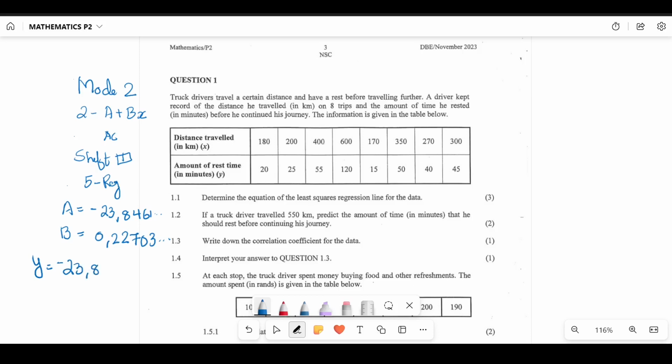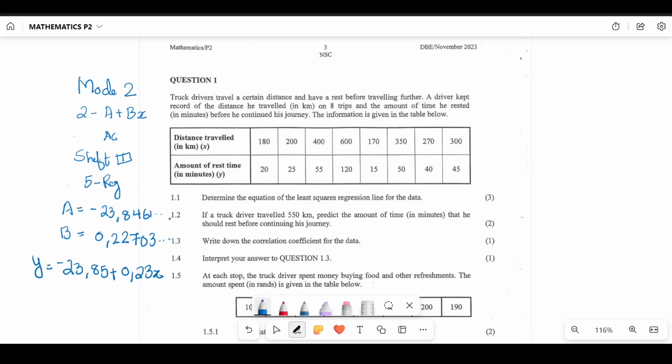So it's negative 23,85 plus 0,23x. That is our equation of the least squares regression line. So that's 3 marks. Now 1.2, if a truck driver traveled 550 kilometers, predict the amount of time in minutes that he should be resting before continuing his journey.